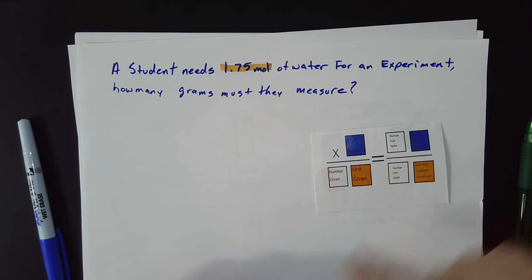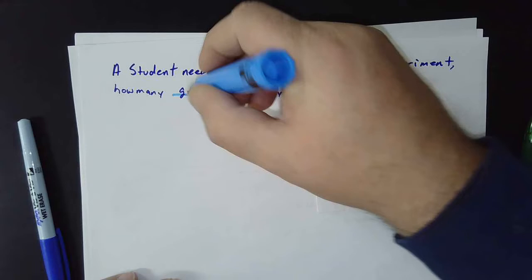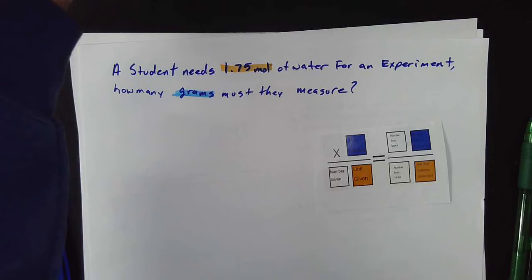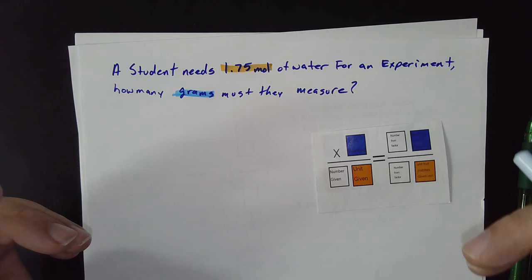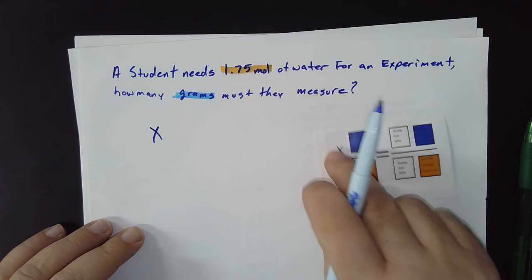What is the unit that they want? What are they asking for? They're asking for grams. Okay? So I know that I have 1.75 moles. I know that they want to know how many grams that is. So X is going on top. That's a number where the number value is going to be X.